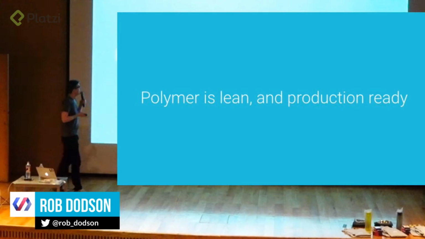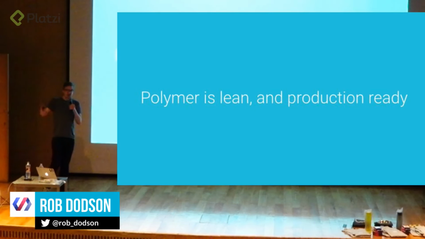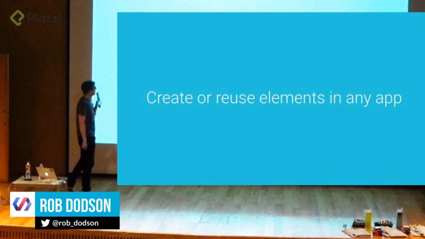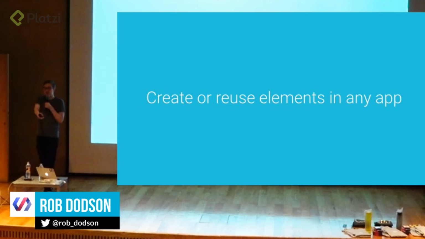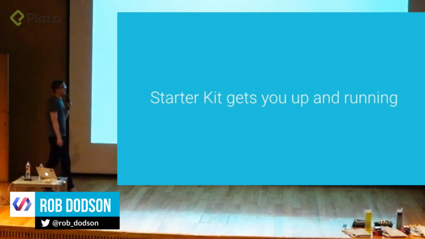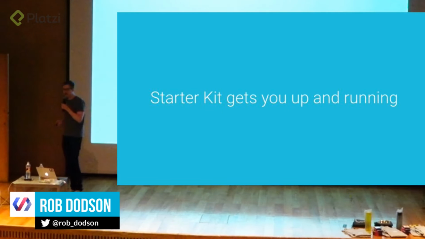All right, so to wrap up, Polymer itself: lean, mean, production ready. It's nice and fast now, so you can go build apps with it. You can create your own elements or reuse elements. Take elements from the Polymer team's product lines and drop those into your applications. And with Polymer Starter Kit, you're going to get up and running super fast and make it really easy for you to build these great multi-device applications.